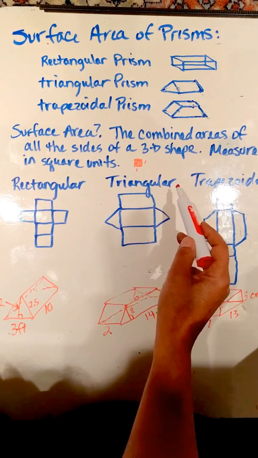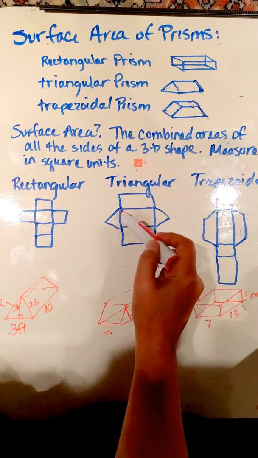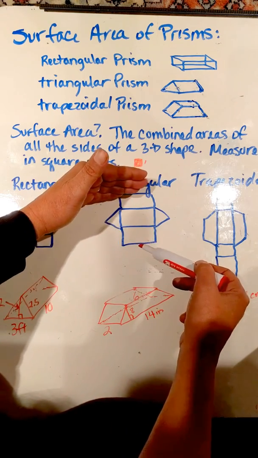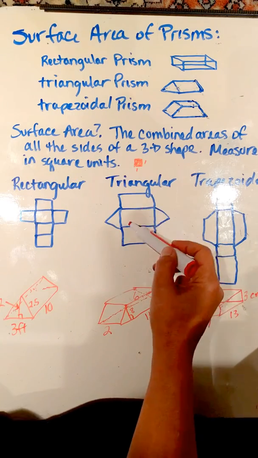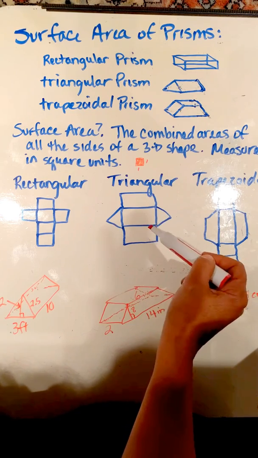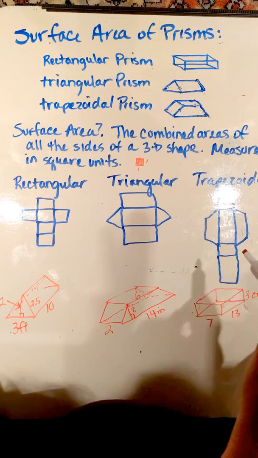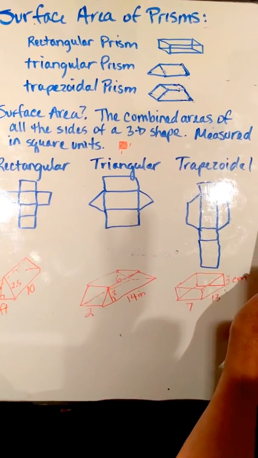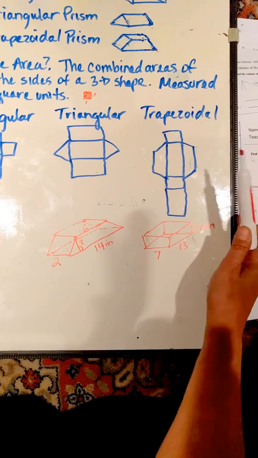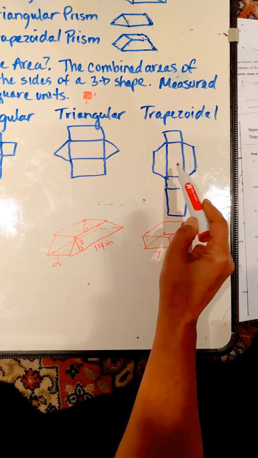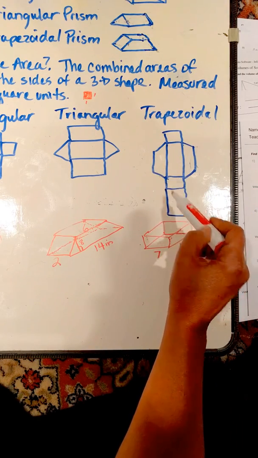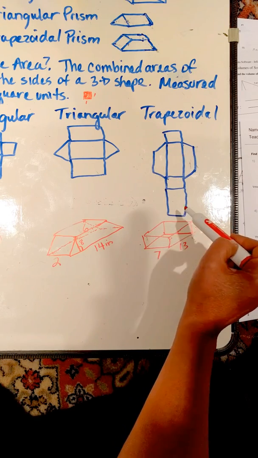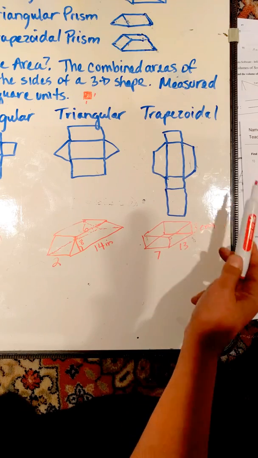Here for a triangular prism, here's the 2 triangles. Let's say you lift these up, and then you lift up these 2 sides to connect to the top. There's basically 2 triangles and 3 rectangles in a triangular prism. And for a trapezoidal prism, there's going to be 1, 2, 3, 4 quadrilaterals and 2 trapezoids. And what we'll do is find the areas of all of these to find the entire surface area.